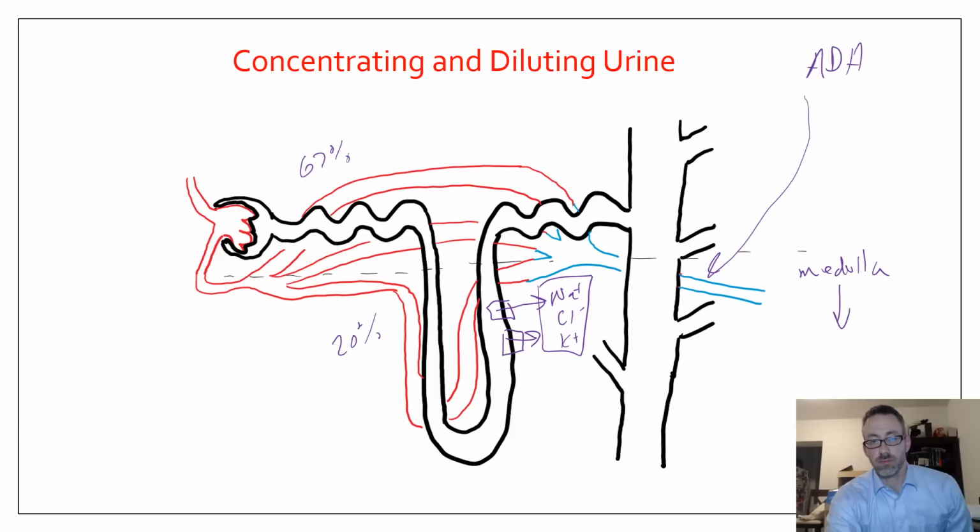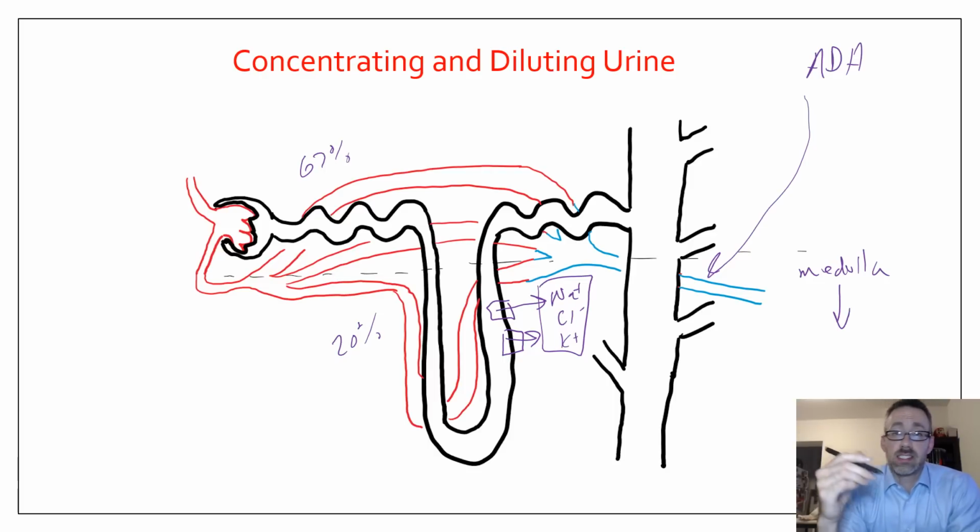Now, in addition, you'll notice that if you remember that the ascending limb is impermeable to water otherwise, and the early distal convoluted tubule is also impermeable. They're not affected by ADH at all, but the late distal convoluted tubule and the collecting ducts are affected by ADH via those principal cells, and they'll increase their permeability. Without ADH, they're impermeable as well.